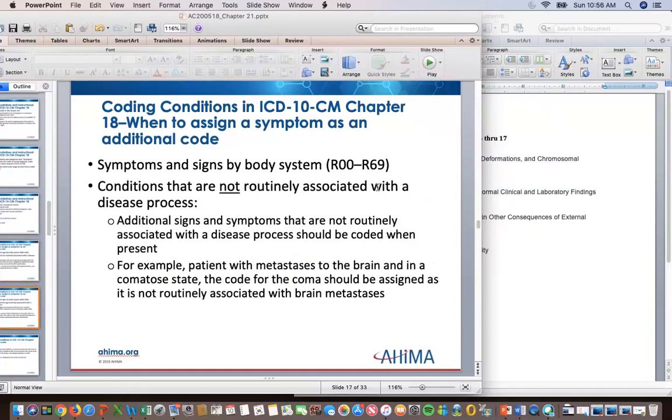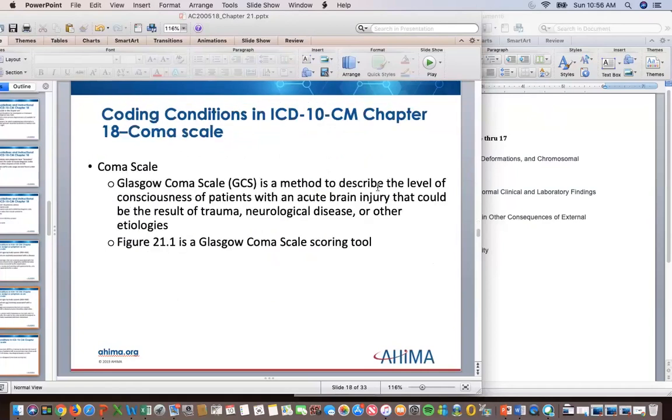Conditions that are not routinely associated with that disease process, as I just stated, should be coded when present. For example, they state a patient with metastasis to the brain who is in a comatose state, the code for coma should be assigned, as it is not routinely associated with metastasis. So in that case, here's our coma scale, the Glasgow coma scale. The GCS is a method to describe the level of consciousness of patients with acute brain injury that could be a result of trauma, neurological disease, or other etiology.